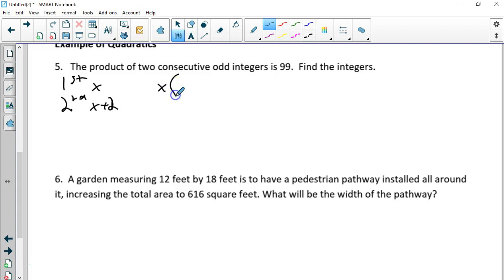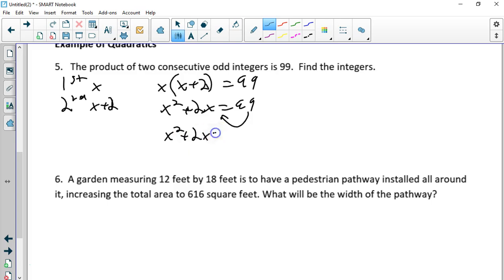And it's going to be a product, so I'm going to multiply them. And it equals 99. So that's x squared plus 2x equals 99. We need to move this over and get x squared plus 2x minus 99 equals 0. And now our old favorite factoring comes into play.